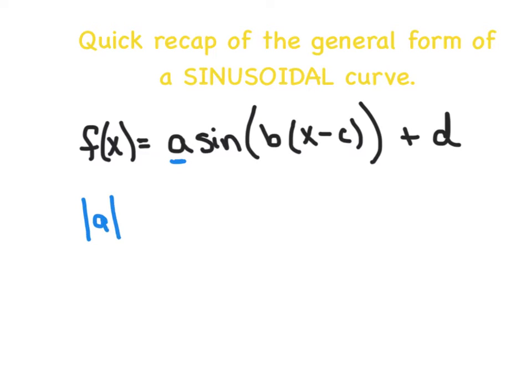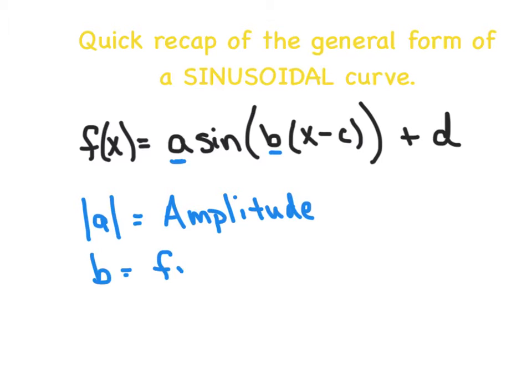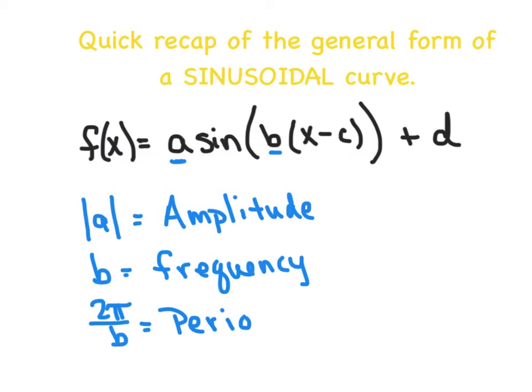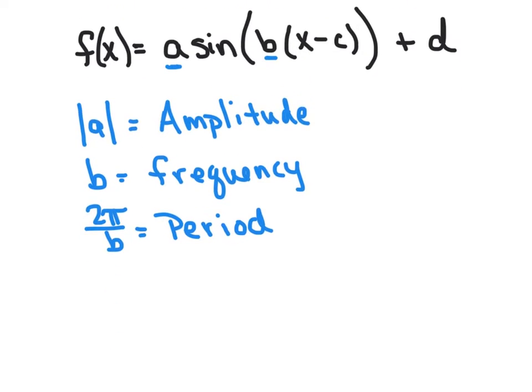We know that the absolute value of a represents the curve's amplitude, which is simply the distance between the midline and the max. This next coefficient, b, represents the curve's frequency. And from the frequency, we can then create the period. So we know that 2 pi divided by the letter b is going to be the curve's period. In other words, that represents the number of radians it takes to complete one cycle.